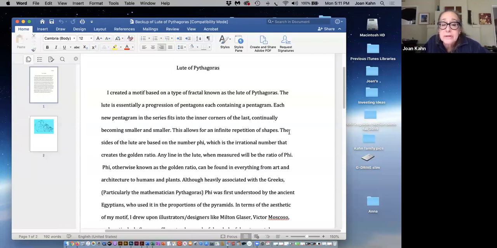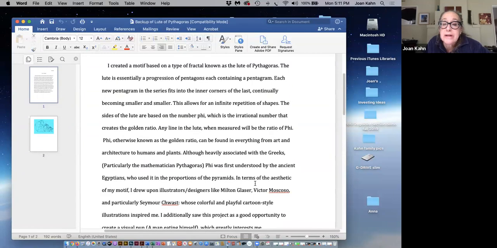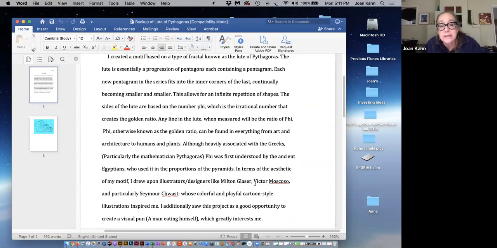The sides of the lute are based on the number pi, which is the irrational number that creates the golden ratio. Any line in the lute, when measured, will be the ratio of pi. Pi, otherwise known as the golden ratio, can be found in everything from art and architecture to humans and plants. Although heavily associated with the Greeks, particularly the mathematician Pythagoras, pi was first understood by the ancient Egyptians, who used it in the proportions of the pyramids.